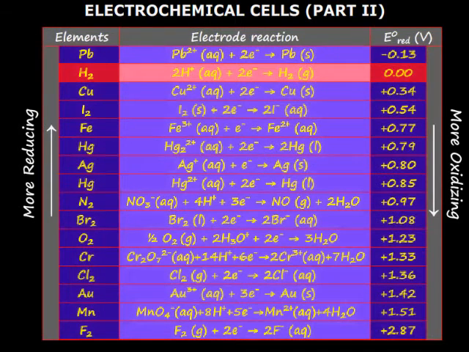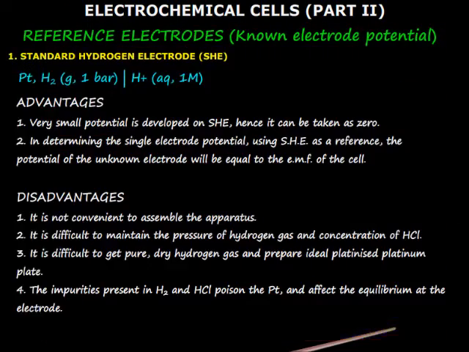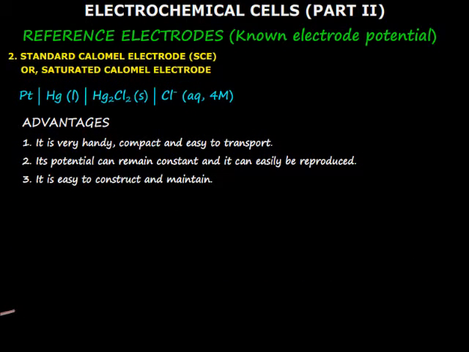It should be noted that while measuring standard electrode potential of an electrode, it should be coupled with a reference electrode of known electrode potential. SHE is not a perfect reference electrode due to the following reasons. It is better to use saturated calomel electrode as reference electrode for this purpose.